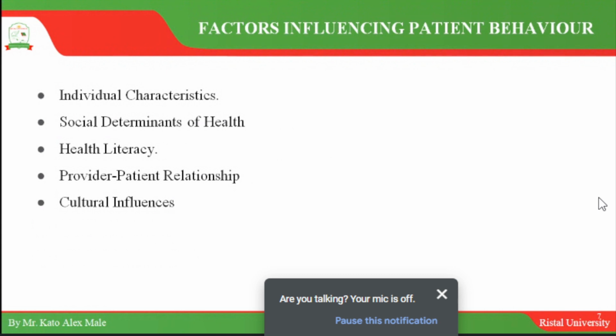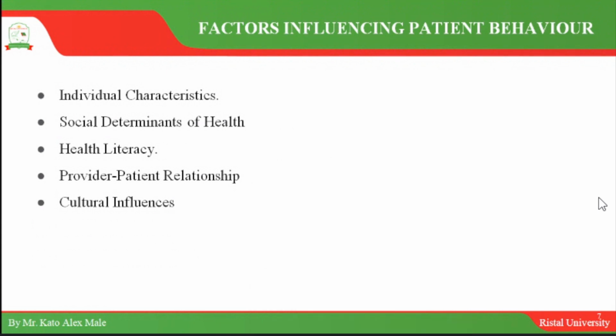We have seen that culture, because of the different norms, because of the different values, influences a lot on whether to seek medical care or not, whether to comply with the doctor's directions or not, whether to adhere to treatment or not. It all comes from cultural influences.